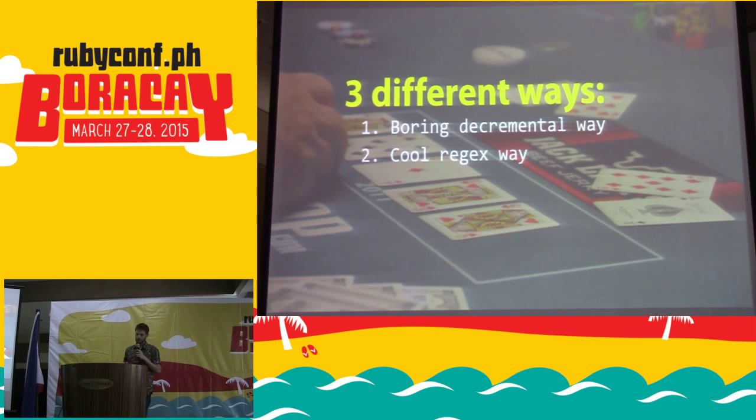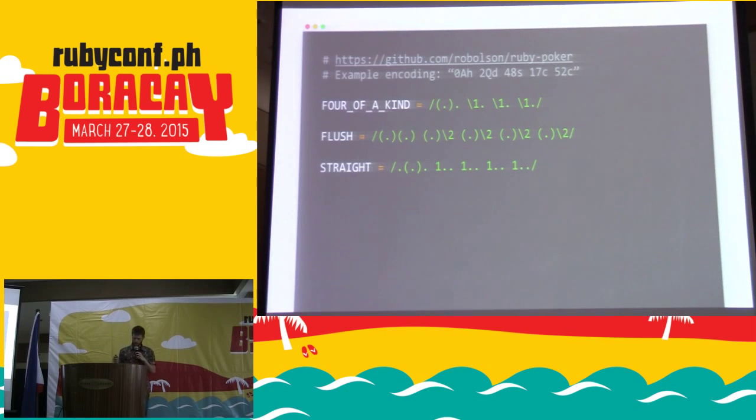The second way is the cool regex way, which you saw implemented in a Ruby gem, actually, where he would just take 5-card hands and encode them as a string with 3 characters representing each card. The first character is the distance between the current card and the previous card. So we have 0 for the first card, and then 2, which is the distance between ace and queen, and 4, which is the distance between queen and 8, and so on. The second character is the actual rank of the card, and the third is a character representing the suit. So we have H for hearts, and C for clubs, and so on.